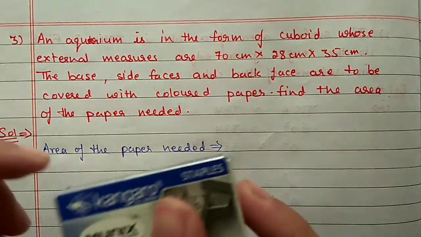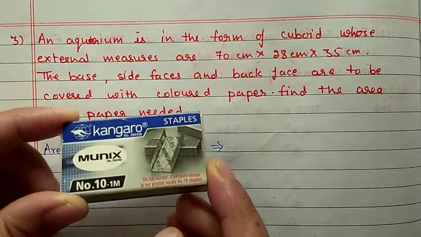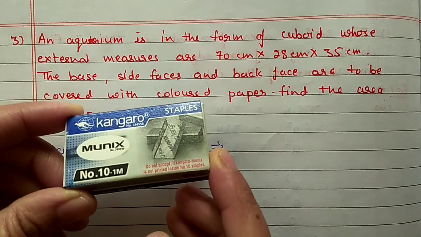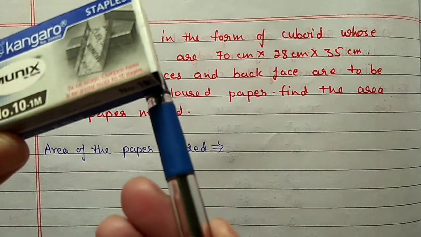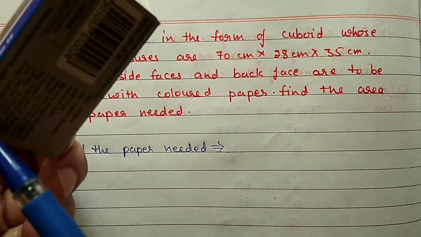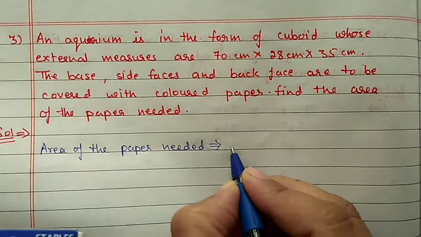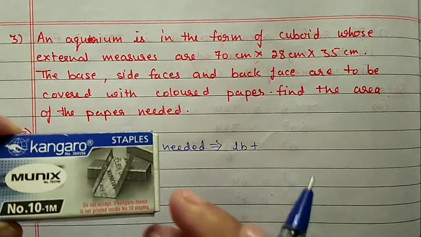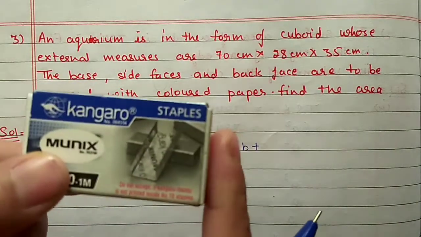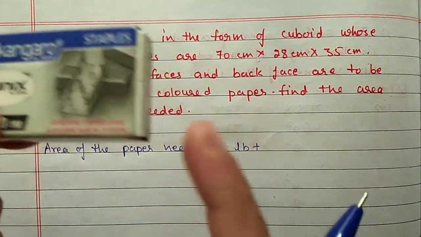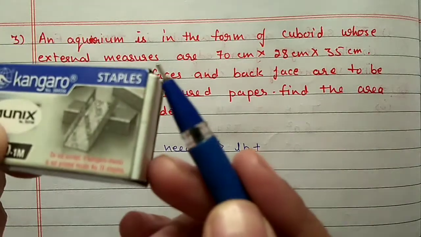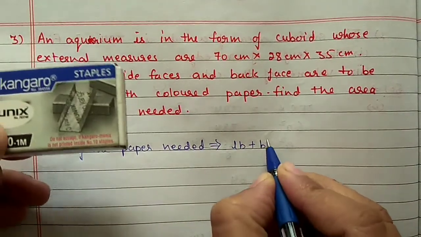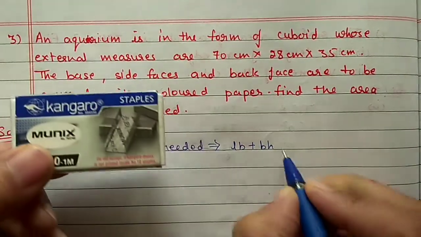Now suppose this is an aquarium, then we have to cover it with color paper, first the base. What will be the base area? Length into breadth. So base area will be length into breadth. Then the side faces we have to cover. Side faces means this face and this face. So this face is breadth into height, and another side face is also breadth into height.